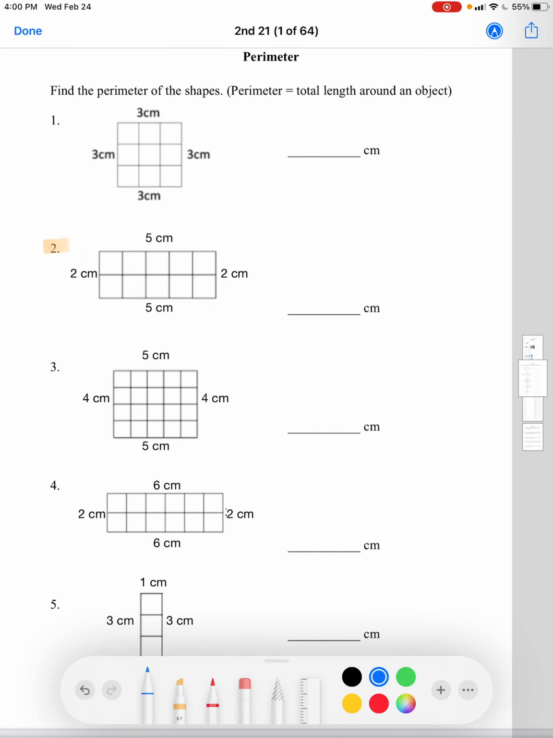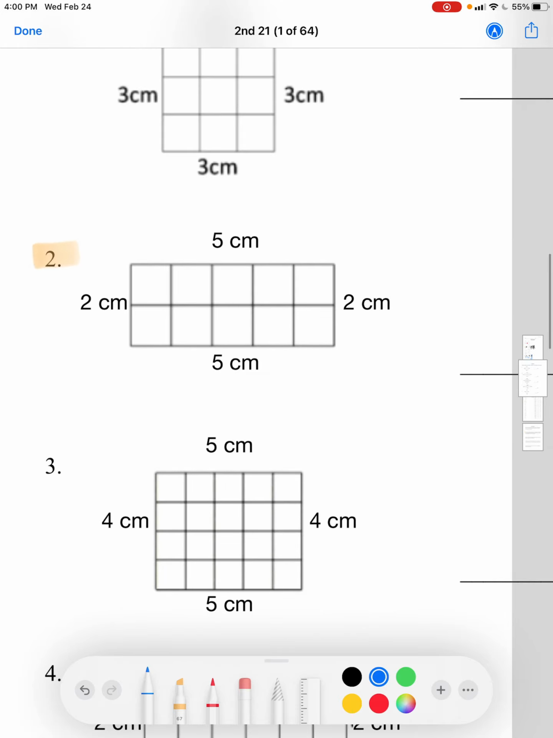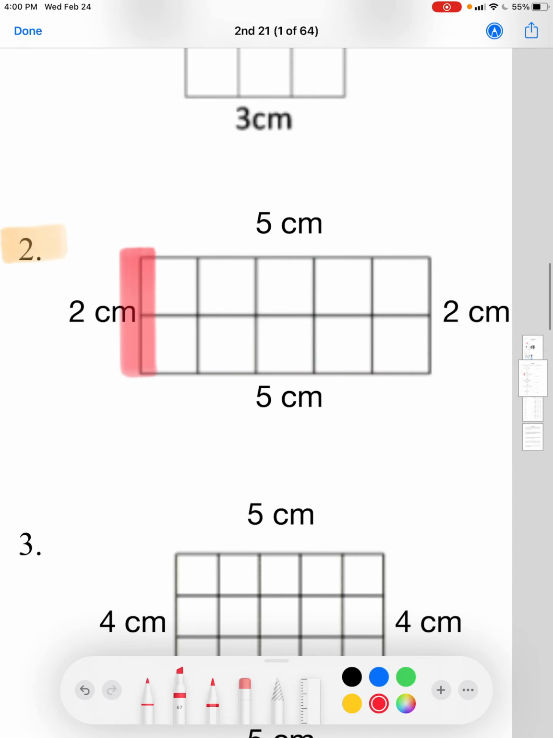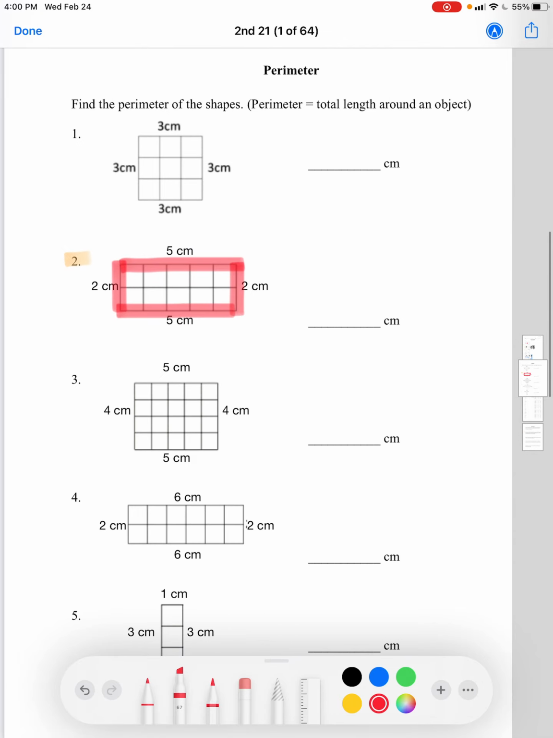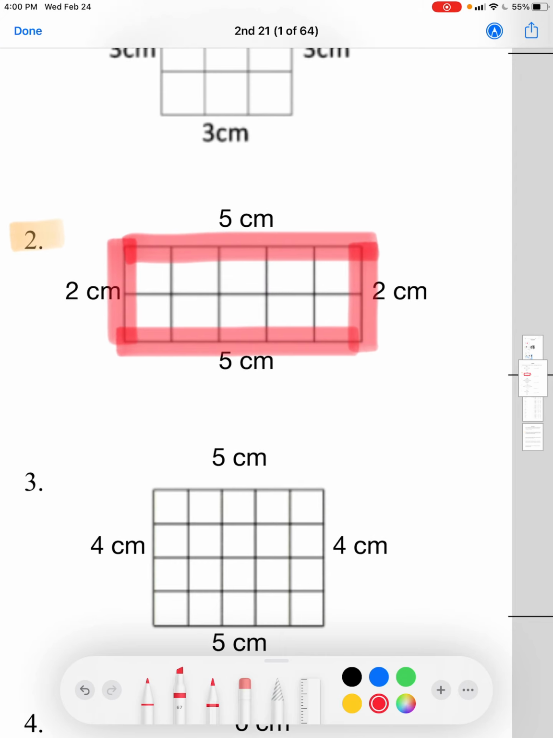Perimeter is the distance around the shape. It's the total length around an object. So let's try number 2. We're going to be finding this length all added together. So what we have to do is add the 2, this 2, this 5, this 2, and this 5 all together in order to get the total length of this object.